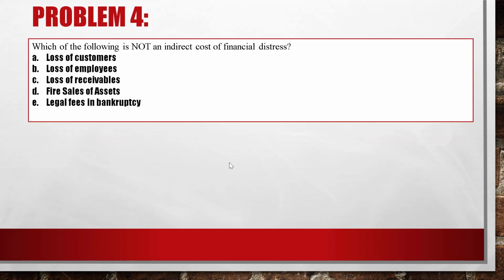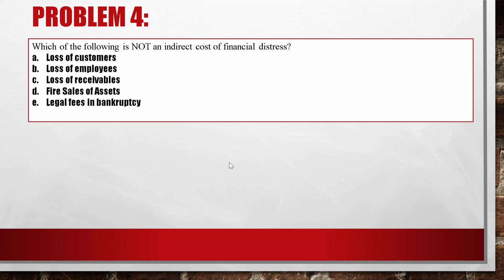Problem 4. Which of the following is not an indirect cost of financial distress? A. Loss of customers. B. Loss of the employees. C. Loss of receivables. D. Fire sales of assets. E. Legal fees in bankruptcy.